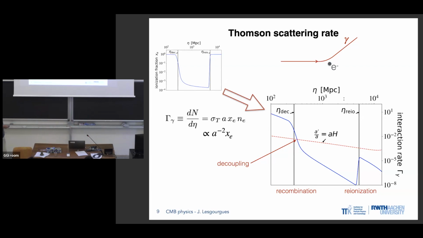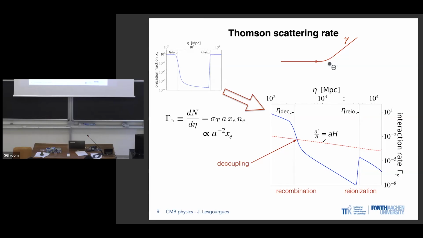It's also fun to note that at reionization, in principle, because the ionization fraction goes up, the photons in the universe could recombine. And if this was the case, the universe would become opaque again for a while, and we would be unable today to see the CMB last scattering surface from recombination. We would only see a kind of last scattering surface from reionization.